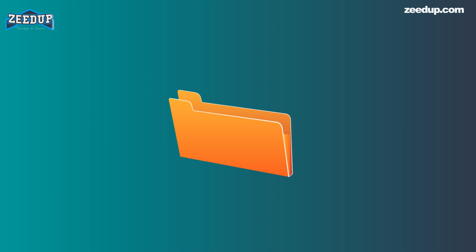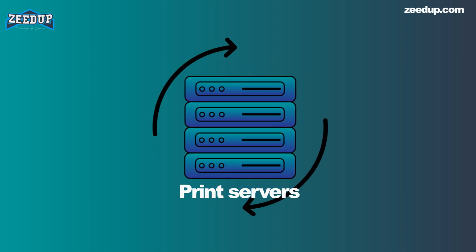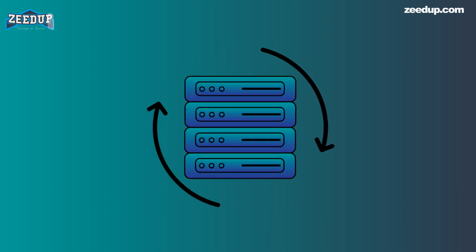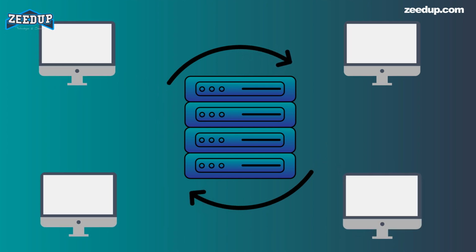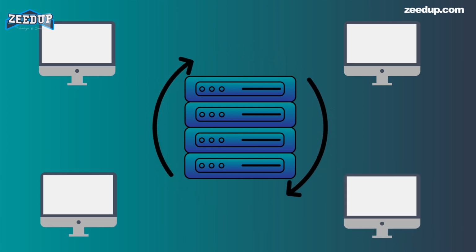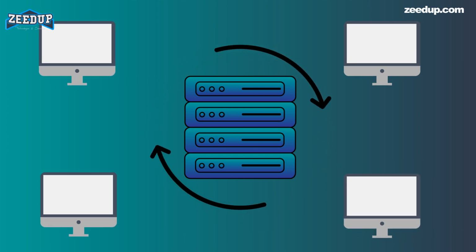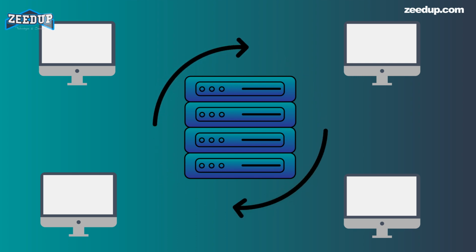Types of servers: file servers. File servers store and distribute files. Multiple clients or users may share files stored on a server. Print servers. Print servers allow for the management and distribution of printing functionality. Rather than attaching a printer to every workstation, a single print server can respond to printing requests from numerous clients.